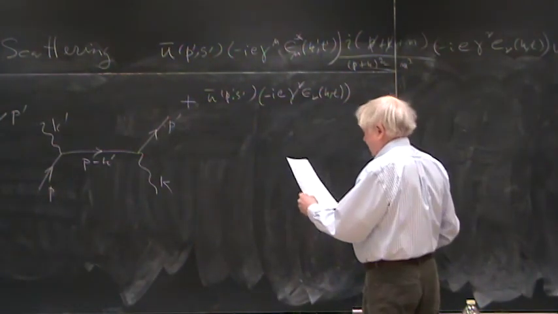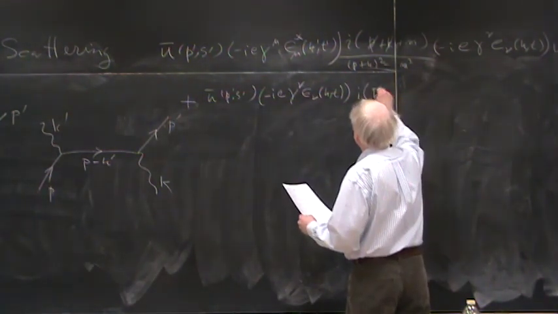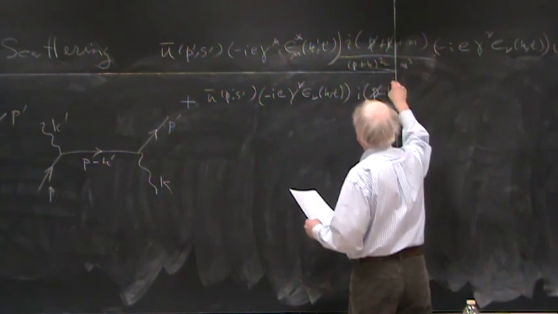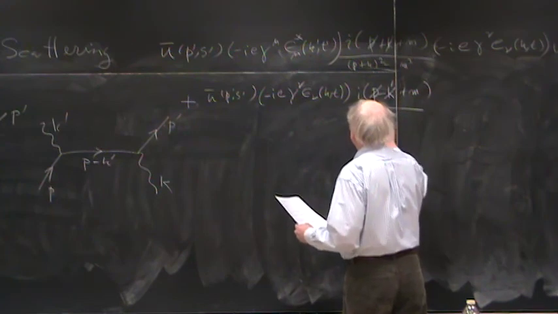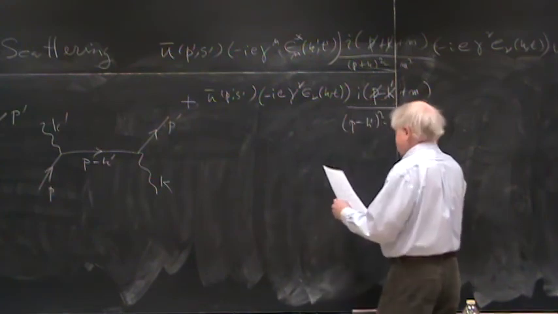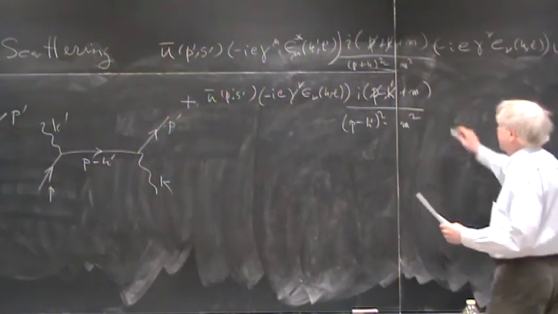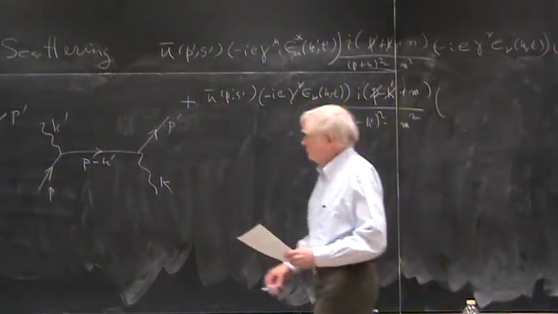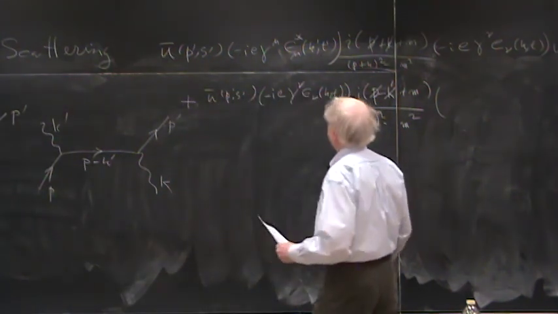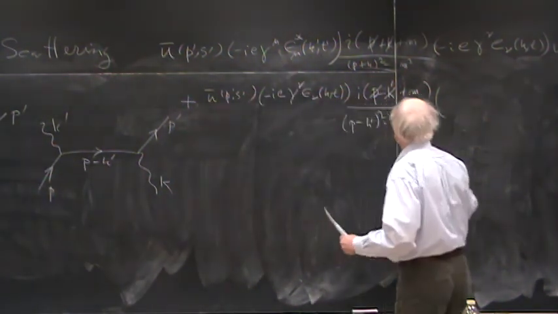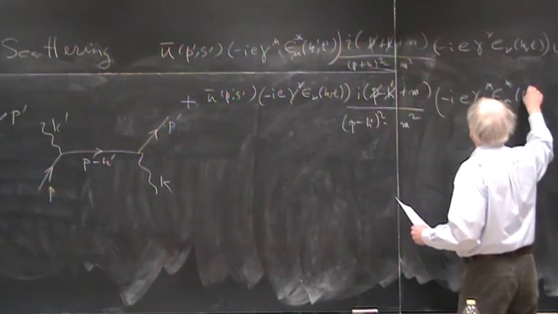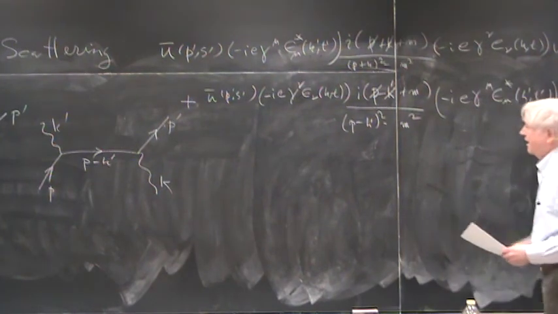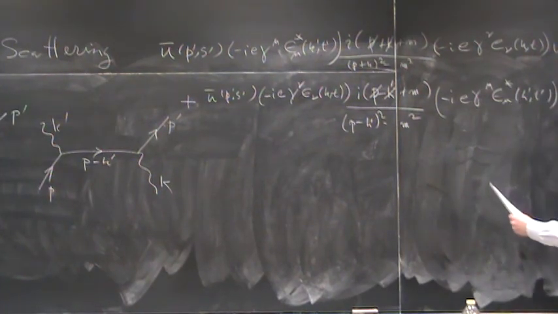And then the propagator is i (p slash minus k prime slash plus m) over (p minus k prime) squared minus m squared. And then here we have this vertex, and I'm going to use the same mu there, so it's minus i e gamma mu epsilon mu star of k prime and t prime. And then finally the incoming u of p and s.